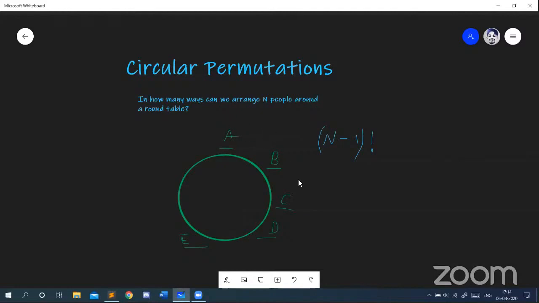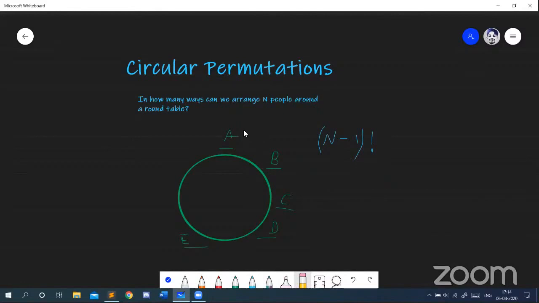So let's say I had to arrange these in a line. Then I would just arrange them in a line in n factorial ways. In this case, 5 factorial, right? Now what I'm saying is that if you arrange this in a circle, then if you had to arrange it in a line, it was 5 factorial. But you can rotate it 5 times.